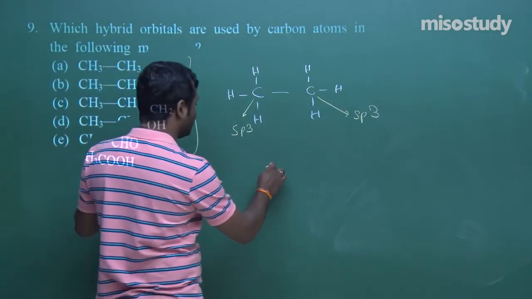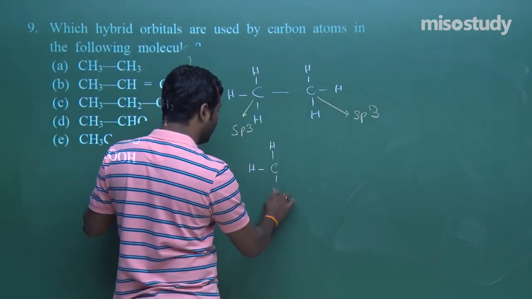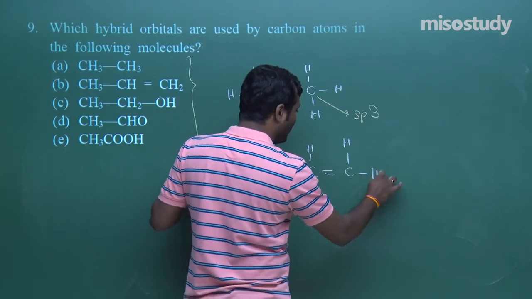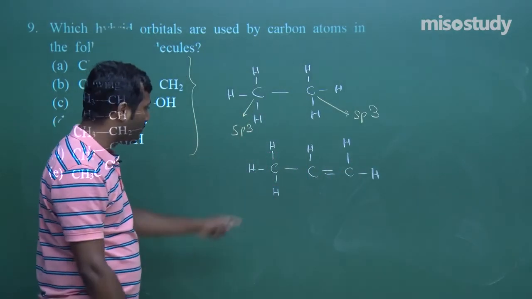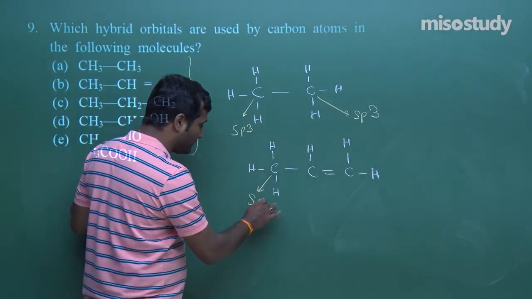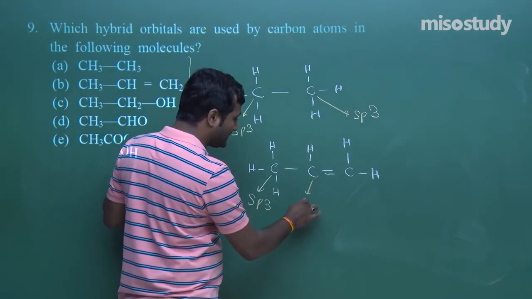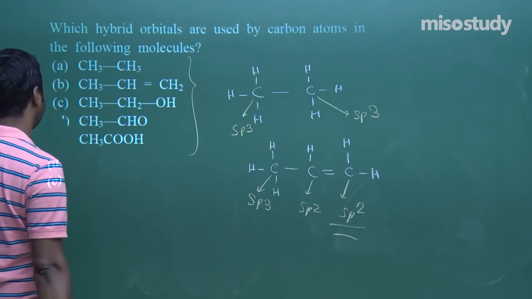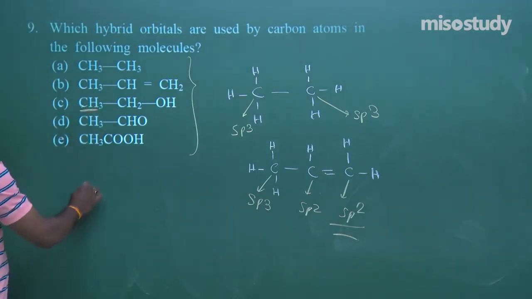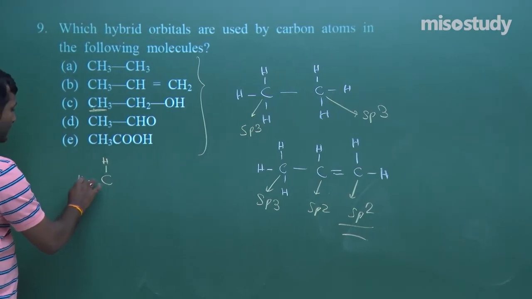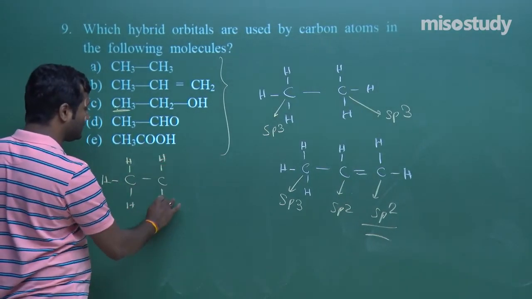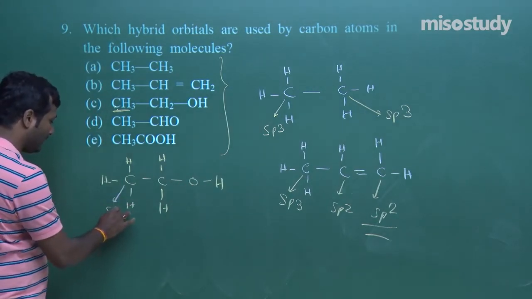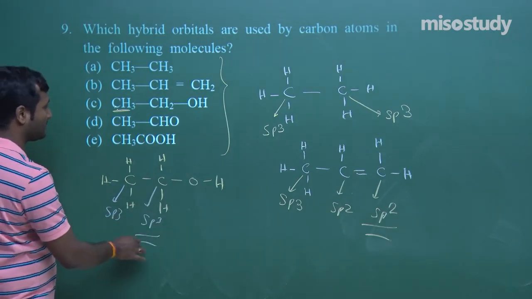Now CH3CH. Now if I write here CH3, clear to you, then CH, then double bond CH2. Now count the number of sigma bonds. 1, 2, 3 and 4, that is sp3 hybridization. 1, 2, 3, that is sp2 hybridization, and this one is again sp2 hybridization. Clear to you? Now this one again we will write here, that is CH, then O and then H. Now we will say 4 sigma bonds, sp3, 4 sigma bonds, sp3.